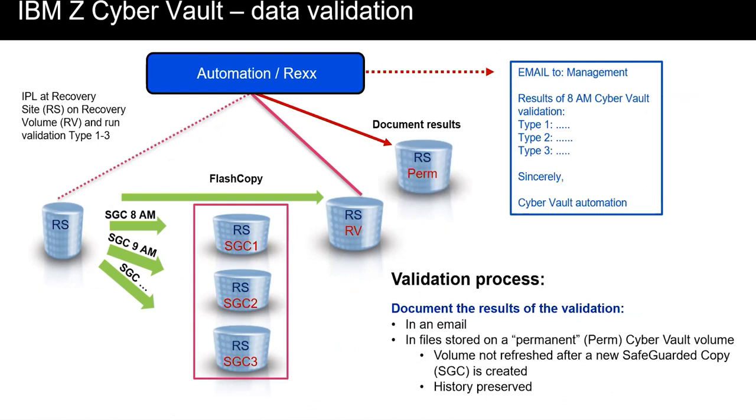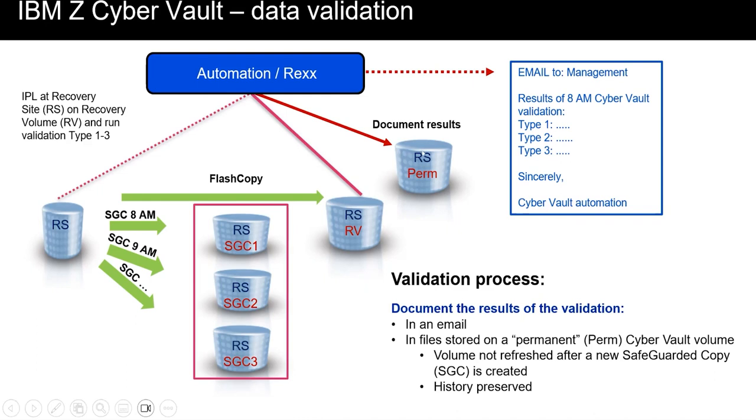So when I do this data validation, I also have what we call this permanent volume over here. So these are my recovery volumes, right, where I'm doing my actual testing. But I also have a permanent volume, and this volume does not change anytime I do a new recovery. So anytime I do a new safeguarded copy, this one gets replaced, for example, if I'm doing data validation on it. Anytime I'm doing a recovery from the Cyber Vault, this one gets completely replaced. No data from the previous one is kept. So I have this permanent volume out here so that I can keep data between my IPLs of different safeguarded copies. So I can keep documented results over here. I can keep information about a previous IPL from a previous safeguarded copy, etc. So I always have this permanent volume also where I can keep data that does not get destroyed every time I do a new recovery.